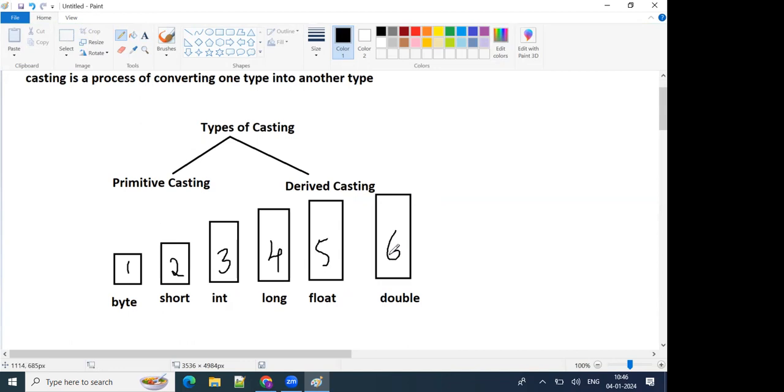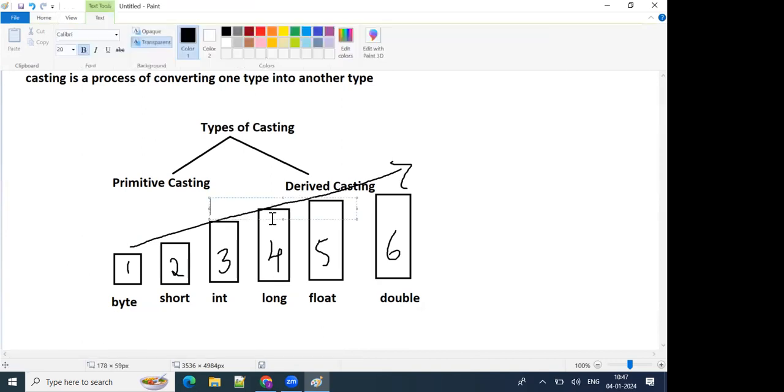So which is the biggest in size? Double. Now, can you put 2 liters of water in a 6 liter bottle? Yes, you can. But can you put 6 liters of water in a 2 liter bottle? Not possible. You can put only 2 liters, but 4 liters are wasted. So the process of converting lower primitive to higher primitive is called widening.